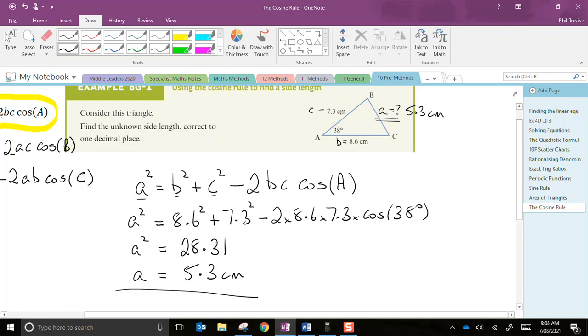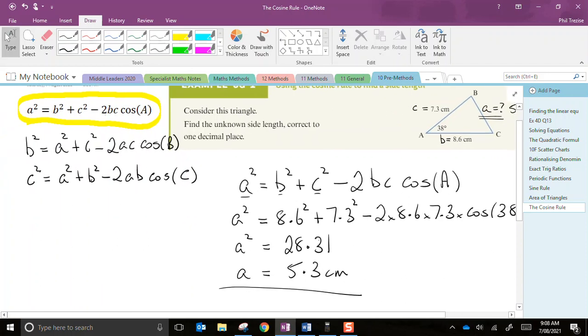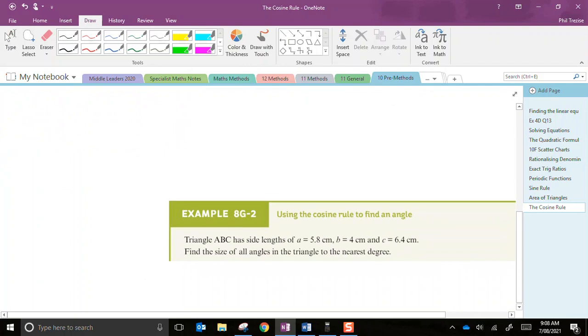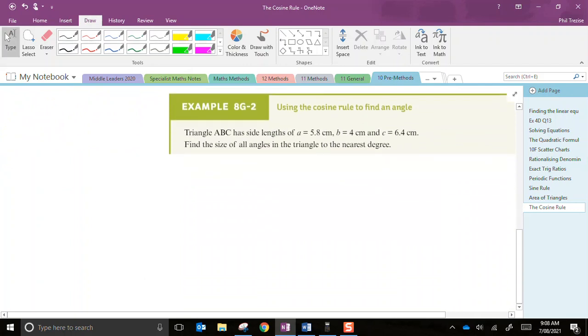So that's true. 7.3 plus 5.3 is greater than 8.6. So that's good. That seems to work. That's just a quick little verification. Now, sometimes we get questions like this, where we've been given all three edges of the triangle and we need to find the size of the unknown angles.